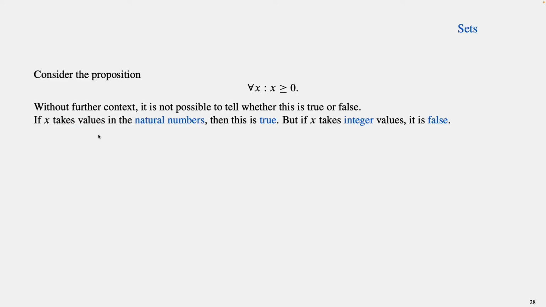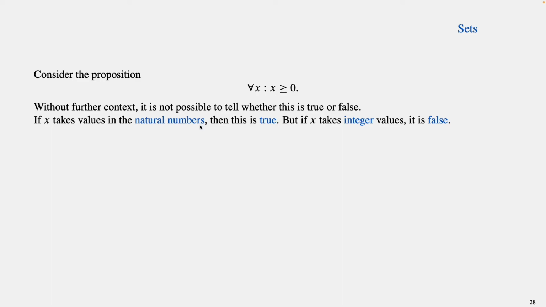Now we take a first brief look at sets, mainly to get acquainted with the notation, and this will help us reason more clearly about propositions. So consider the proposition for all x, x greater or equal to 0. And without further context, it's not possible to tell whether this is true or false. For example, if x takes values in the natural numbers, this is true. But if x takes values in the integers, it is false.